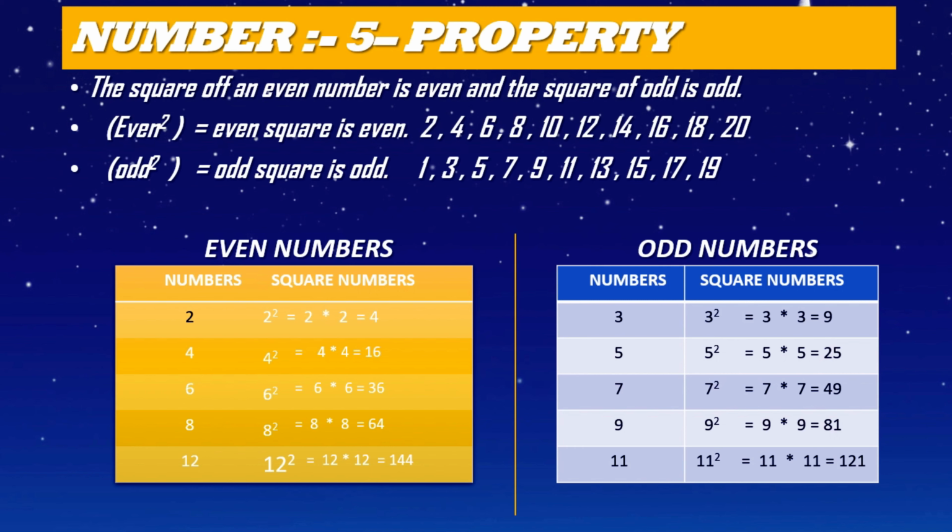Let's see the fifth property. The square of an even number is even and the square of an odd number is odd. Even square is even and odd square is odd.